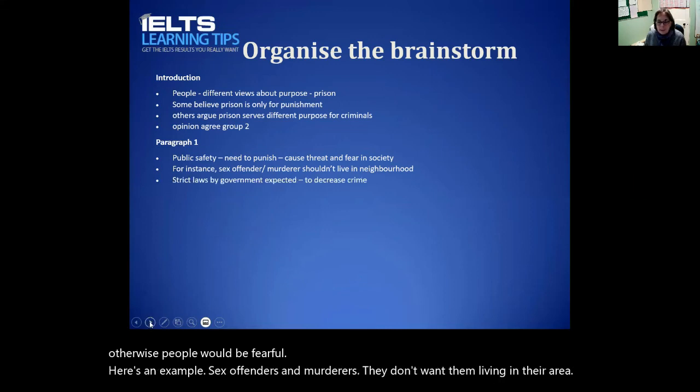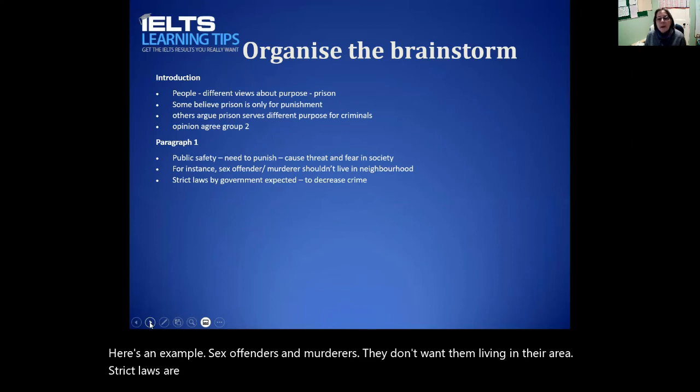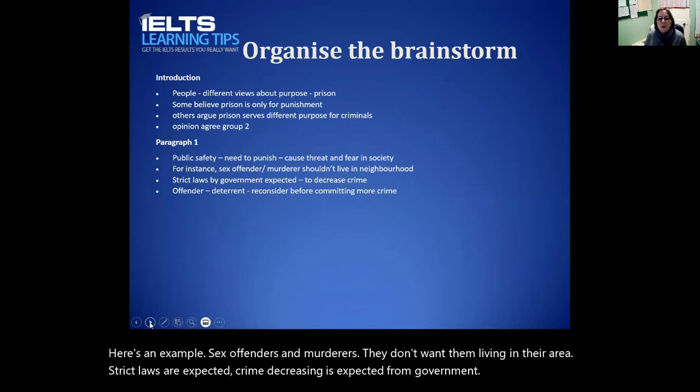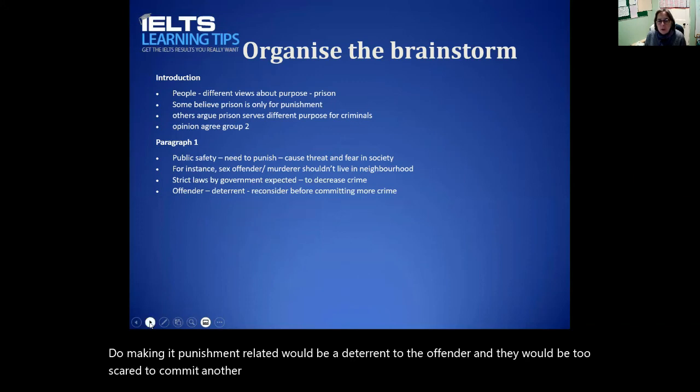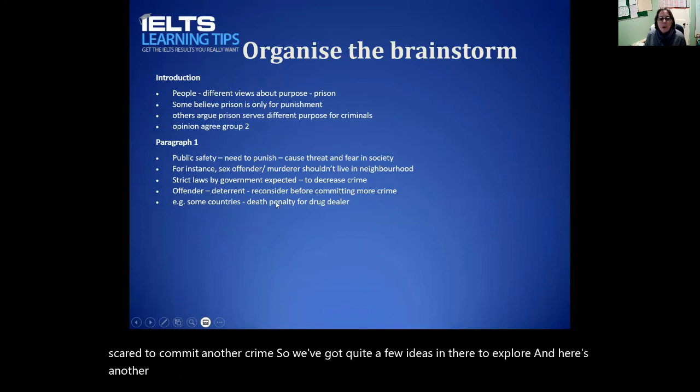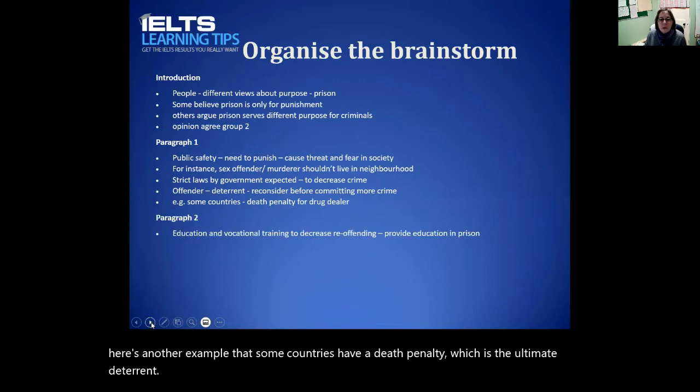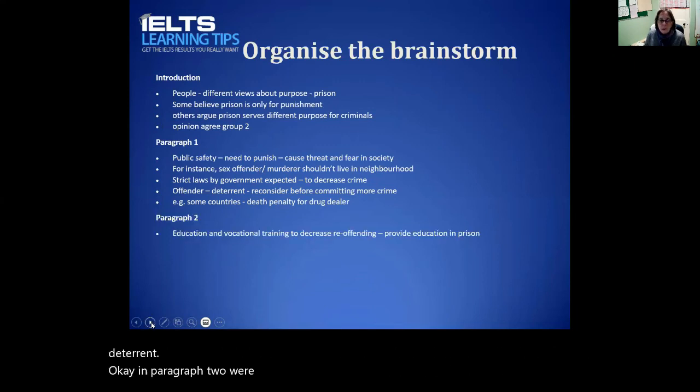Strict laws are expected. Crime decreasing is expected from government. And making it punishment related would be a deterrent to the offender, and they would be too scared to commit another crime. So we've got quite a few ideas in there to explore. And here's another example that some countries have a death penalty, which is the ultimate deterrent. Okay, in paragraph 2, we're going to talk about the other people.